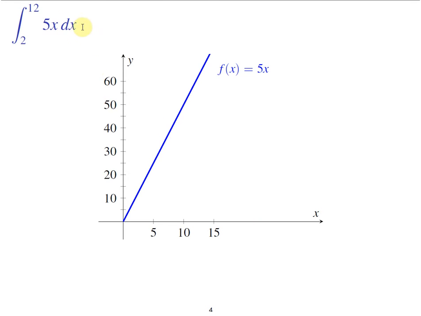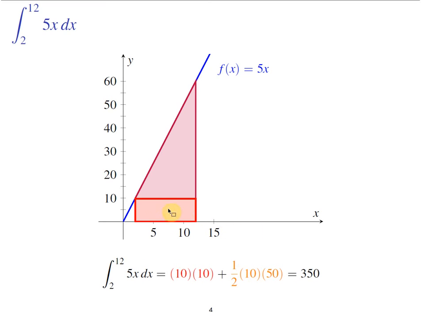The next example is f of x equals 5x. So that's a line of slope 5 through the origin. And the scaling on this is a little off just so that you can see what's going on. And we need to look again for x between 2 and 12. So that's the region we're looking at. There's two ways to break down this region and compute an area.